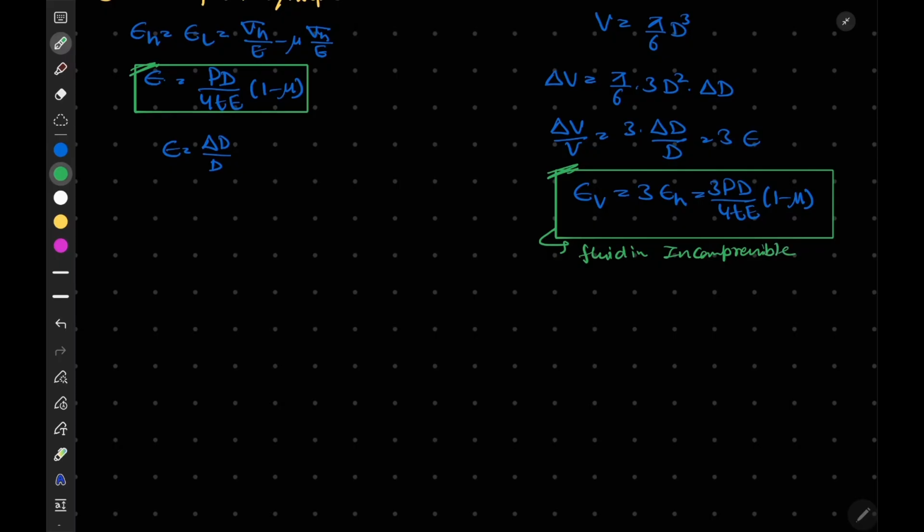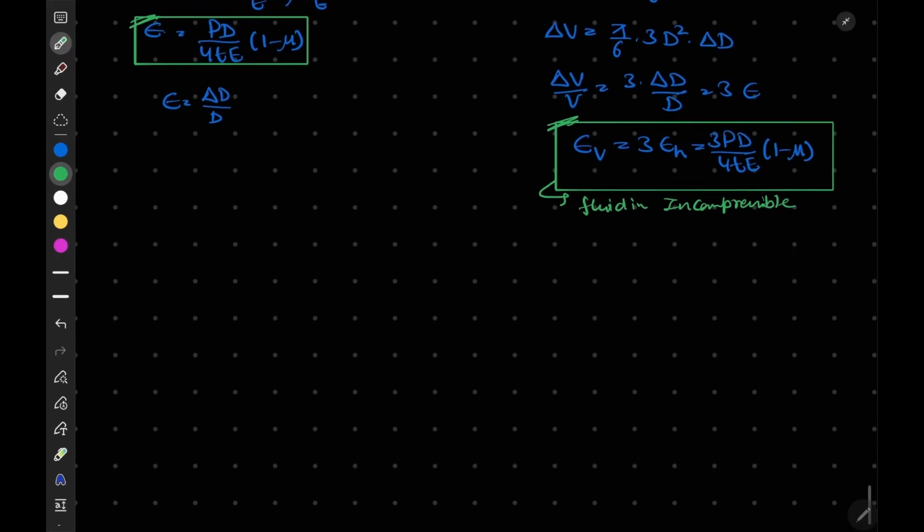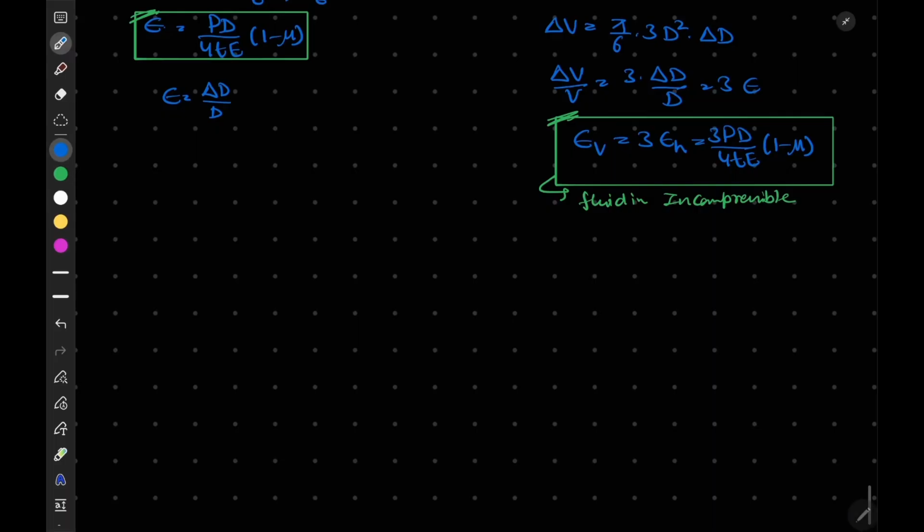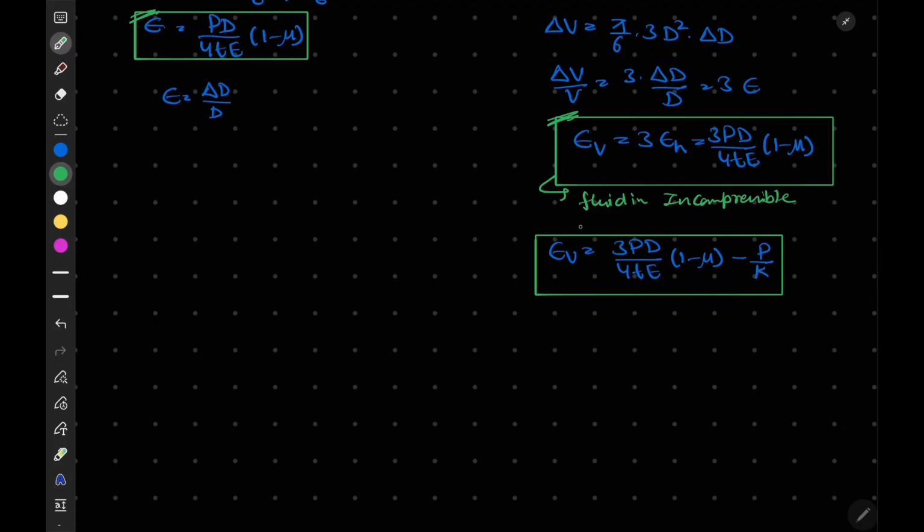Okay, now we know that if your fluid is incompressible, there is an additional term that comes in, which is epsilon V is equal to 3PD by 4TE into 1 minus mu, plus the volumetric strain due to compression of the water or fluid inside. Okay, so this is for when the fluid is incompressible.